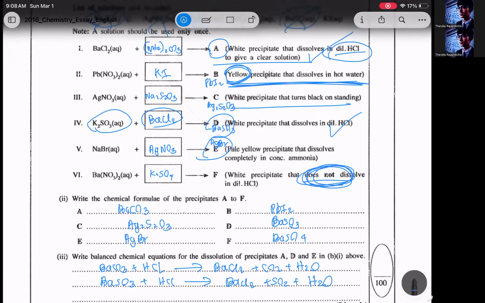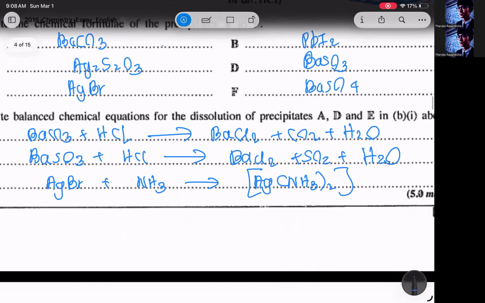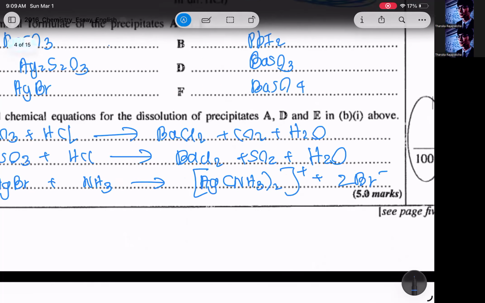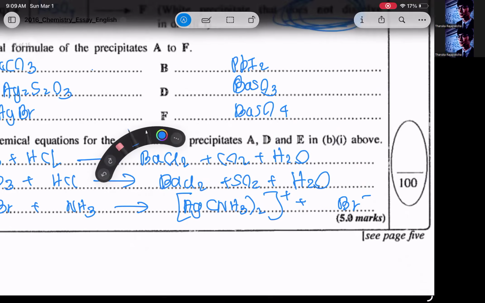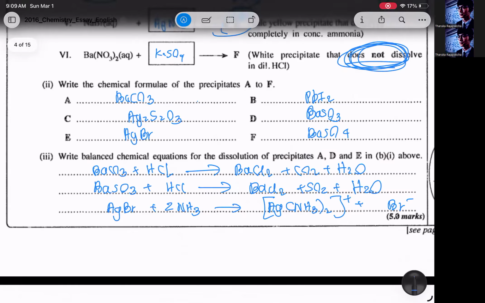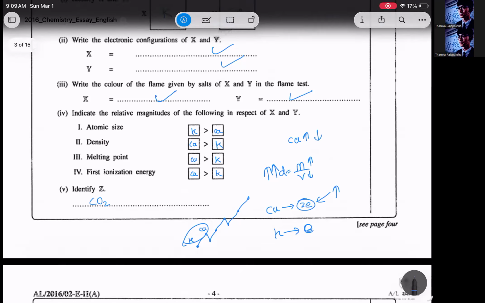And then finally you have E. It's going to be AgBr. It's going to dissolve in concentrated ammonia. Now this reaction, you need to know it. It reacts with ammonia to form the complex Ag(NH3)2 plus, along with Br minus. So this is the balanced chemical equation, and with that the 2016 structured essay question is done.